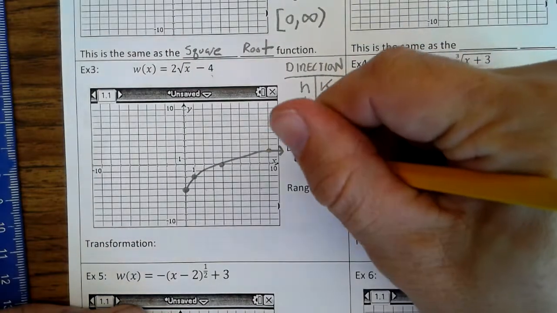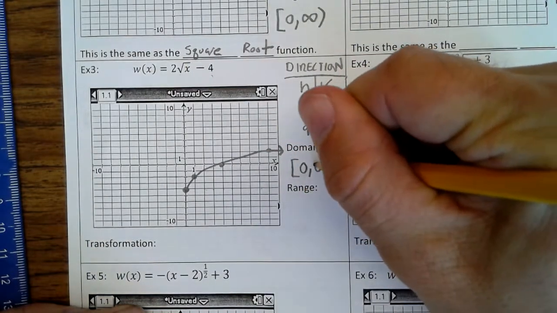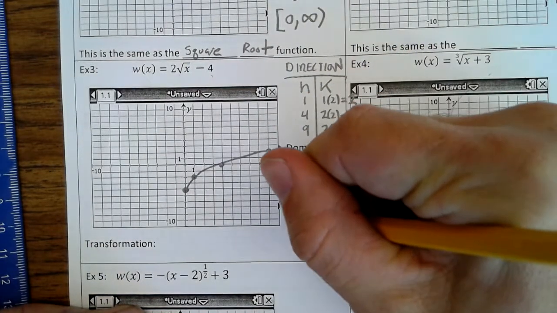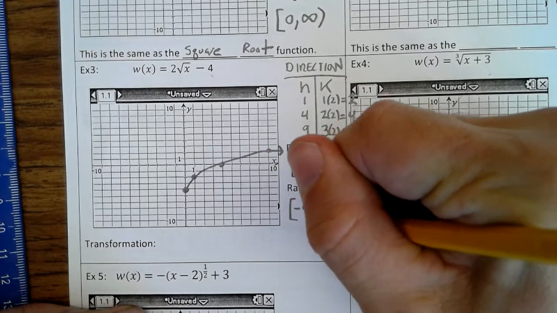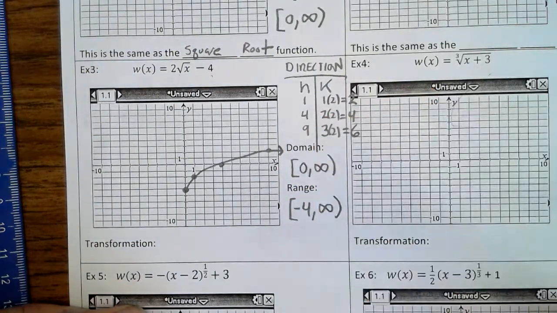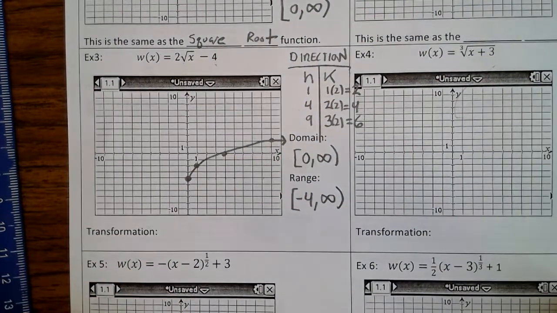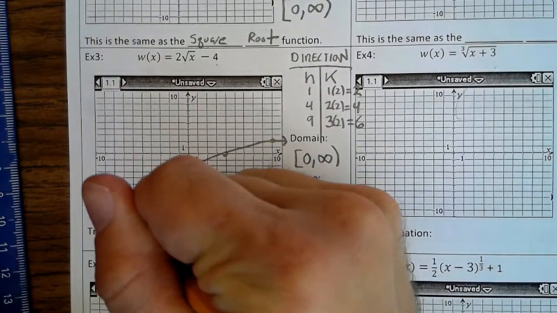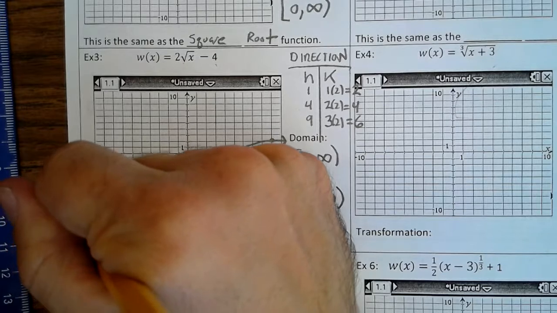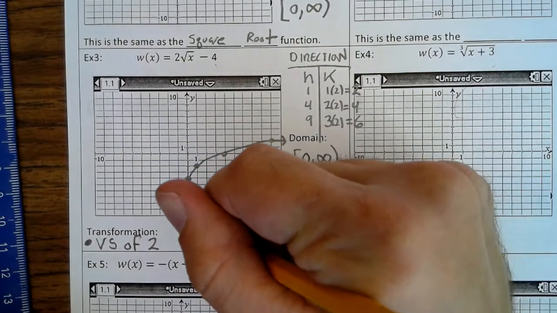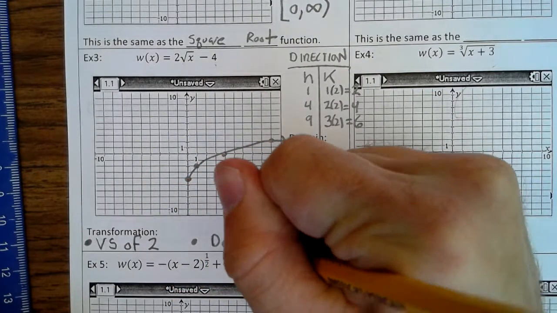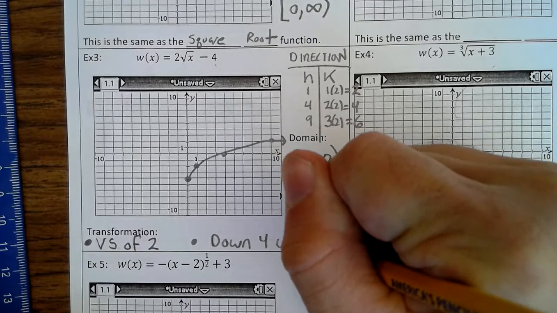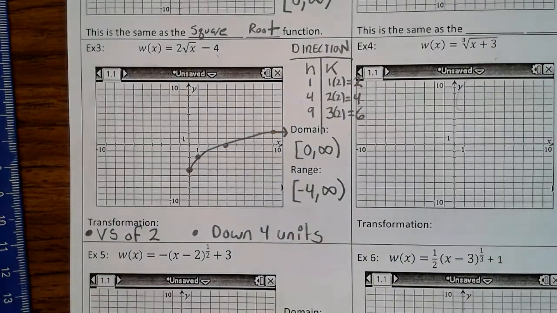All right, so our domain is bracket 0 to infinity, and our range is bracket -4 to infinity. Our transformations are a vertical stretch of 2 and down 4 units. All right, so go ahead and finish up example 3.